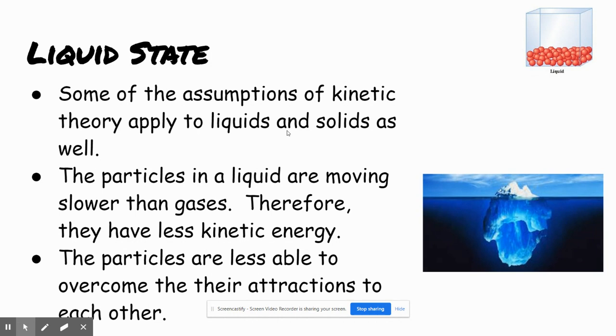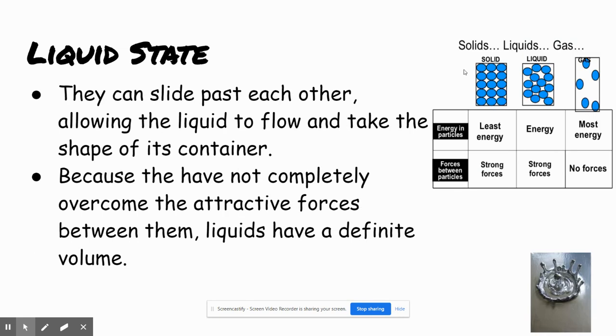The particles are less able to overcome their attractions to each other, so they stick together like mini magnets. They can flow past one another, but they cannot expand and contract. They can slide past each other, allowing the liquid to flow and take the shape of its container. Because they have not completely overcome the attractive forces between them, liquids have a definite volume. They cannot expand and contract.